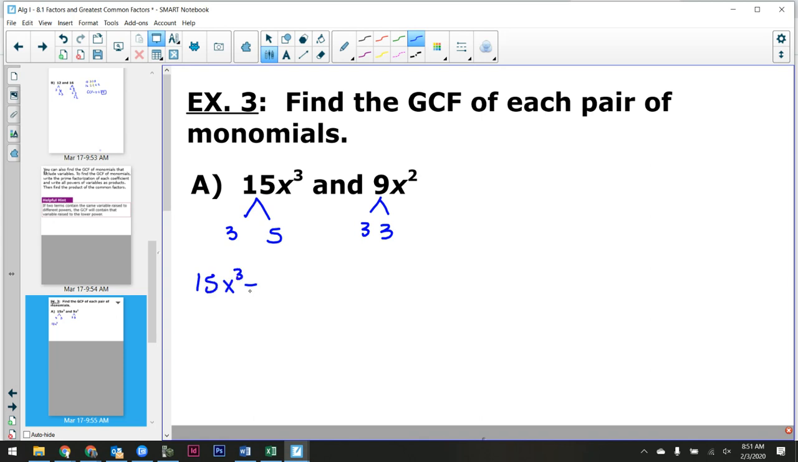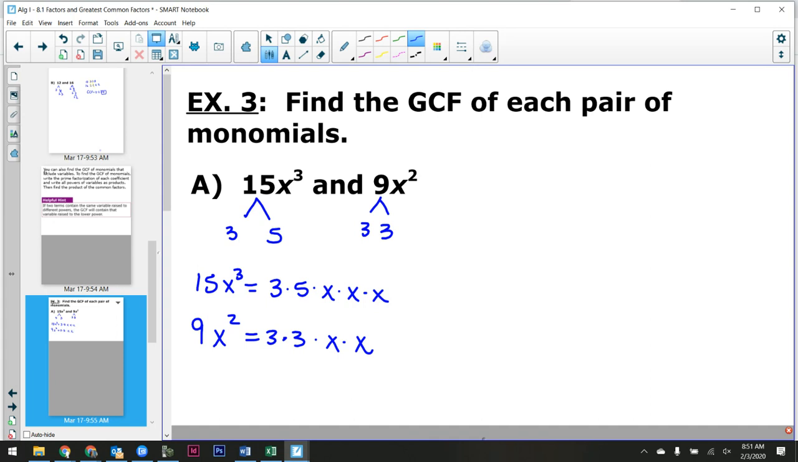15x to the third. Well, isn't that 3 times 5 times x times x times x? Isn't that true? Isn't x to the third just like x times x times x? Because that's what we're doing when we write out prime factorizations, right? We expand it out as a product. And then we have 9x squared. Well, that's just 3 times 3. And then there's 2 x's, right?